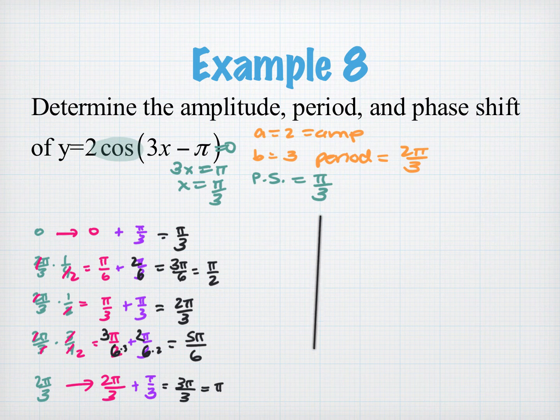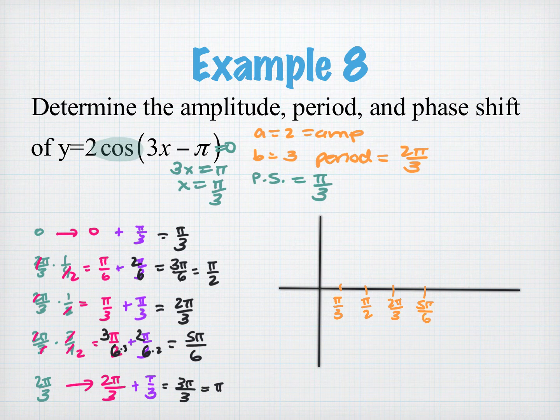Again, they're all positive. My amplitude is 2. First one is at pi over 3, pi over 2, 2 pi over 3, 5 pi over 6, and pi. Amplitude is 2. And it's cosine. So this time I start where? Good. At the amplitude. So I start up here. I come back down. Down one more time. Up and up again.